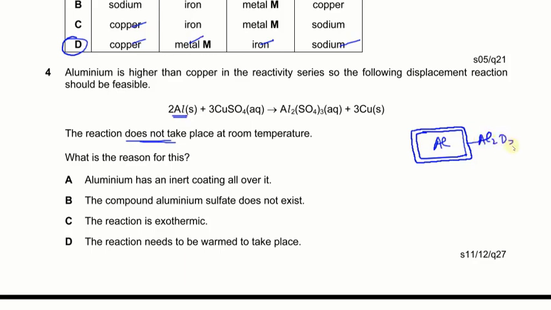This oxide layer is non-porous. That means air and water cannot pass through it. That's why the aluminium inside remains unreacted. It remains intact. So it's a protective layer. So aluminium has an inert coating over it. That is the correct answer.